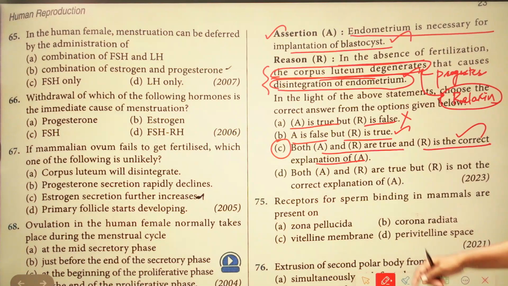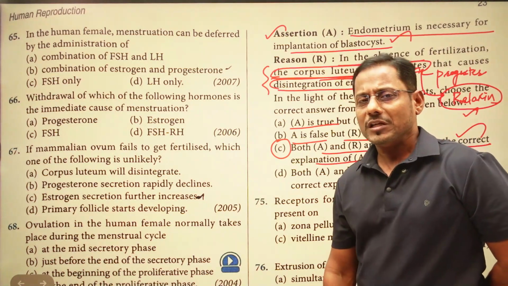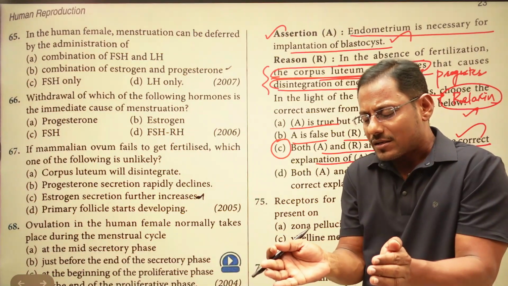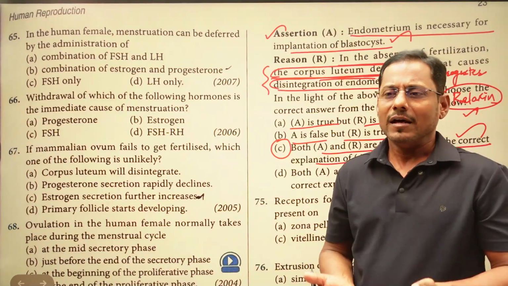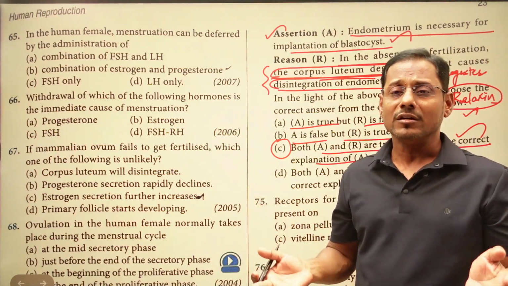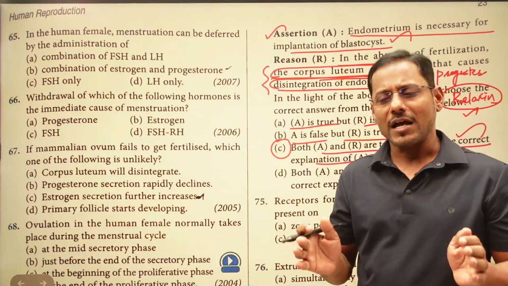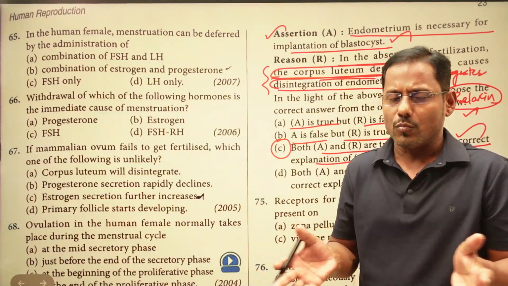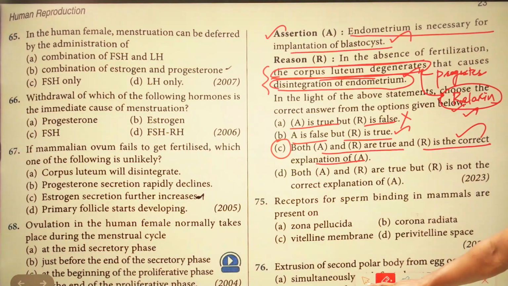So you remember that this corpus luteum secretes not only the progesterone, it also secretes relaxin hormone, which acts on the ligaments of the pelvic bones. These ligaments are loosened when the mother is bearing the baby and the womb becomes larger and larger as the gestational period gradually increases. At the time of delivery also these ligaments have to be stretched more, and this relaxin hormone acts on that.